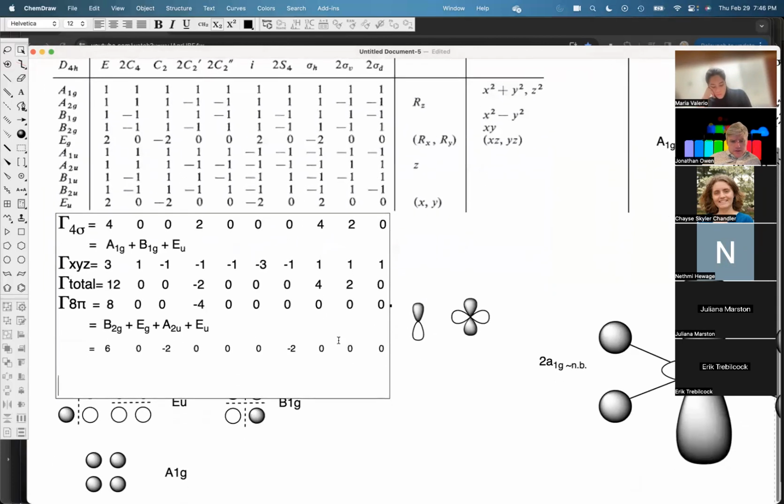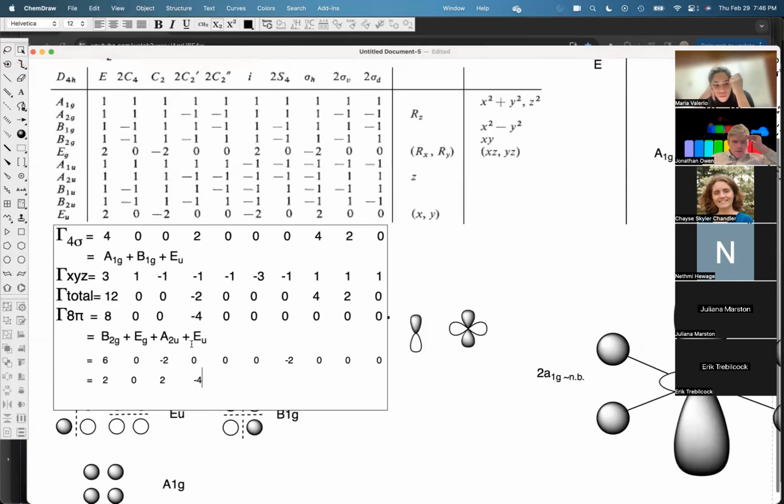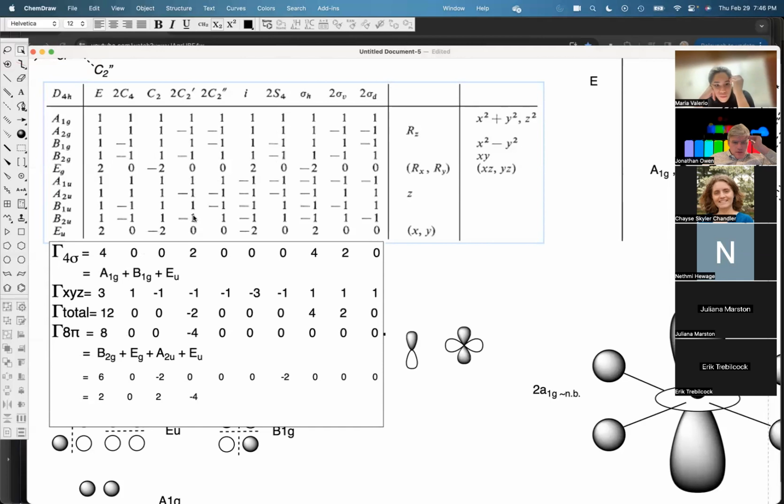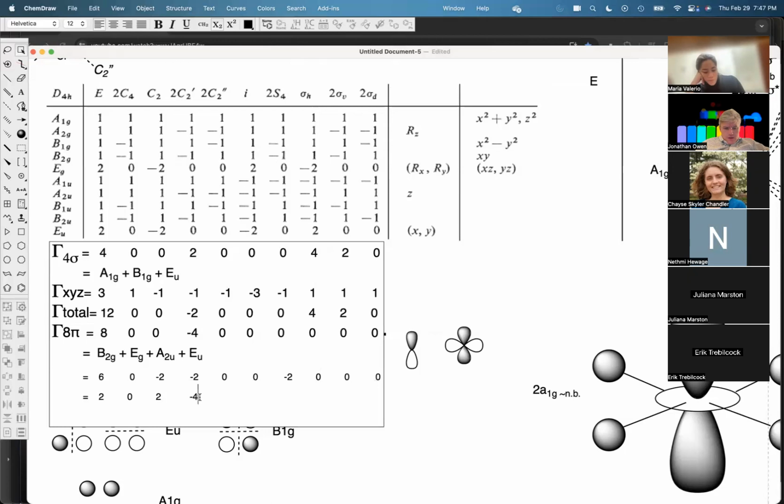So we're going to subtract this to figure out what's left. I'm going to take that out of the 8 ligand pi. I'm going to get a 2, a 0, a -2. Sorry, no, a 2. A -4. That's wrong. B2G and EG is -1 and A2U. So this is a -2. -1, -1, good. -1 and -1 is -2. Okay, yes, these are both -2. So then subtracting -2 from -4 is -2.